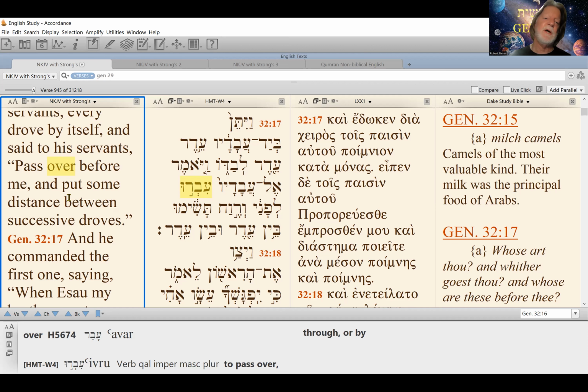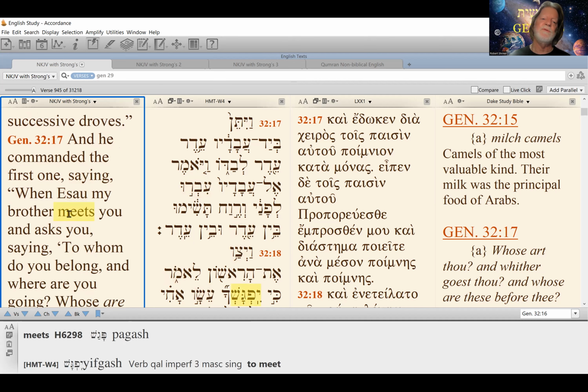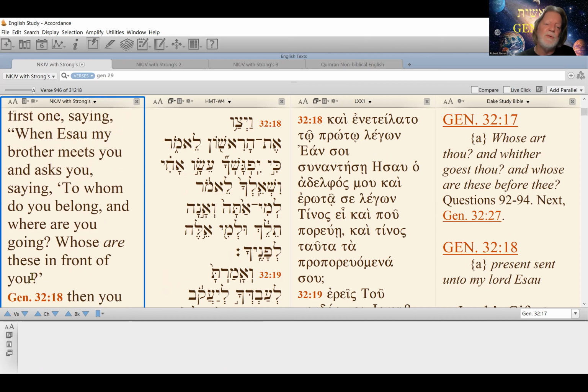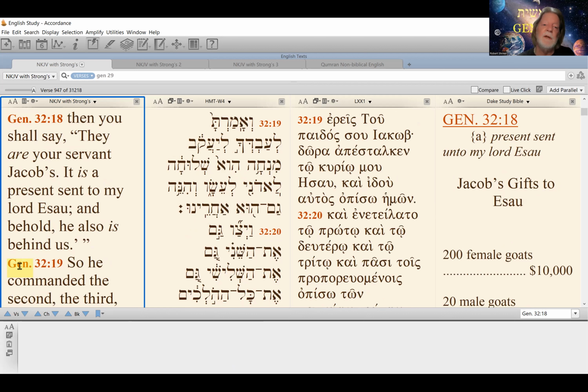So put some distance between successive droves. And he commanded the first one, saying, when Esav, my brother, meets you and asks you, to whom do you belong? And where are you going? And whose are these in front of you? These in front of you are the livestock, all the goats and sheep and camels and whatever else they've got there. Verse 18, then you shall say, they are your servant Yaakov's. It is a present sent to my Lord Esav.